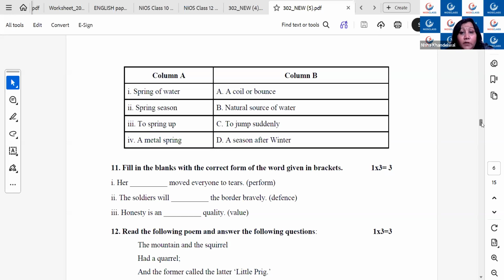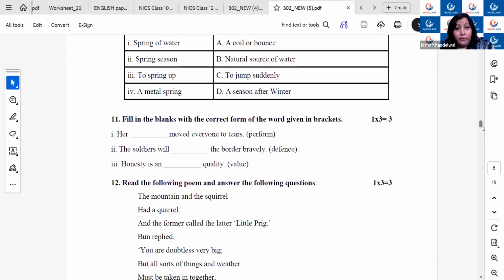Okay, fill in the blanks with the correct form of the word given in the brackets. Again, it's a tense one, or it is prefix and suffix as well. For example, perform: her performance will change into that. You need to correct the word. Now, the soldier will defend. Defense is a noun, but defend would be a verb. Now, honesty is an valuable quality. Value you cannot write, so it would be valuable. So sometimes you change the part of speech and use it.